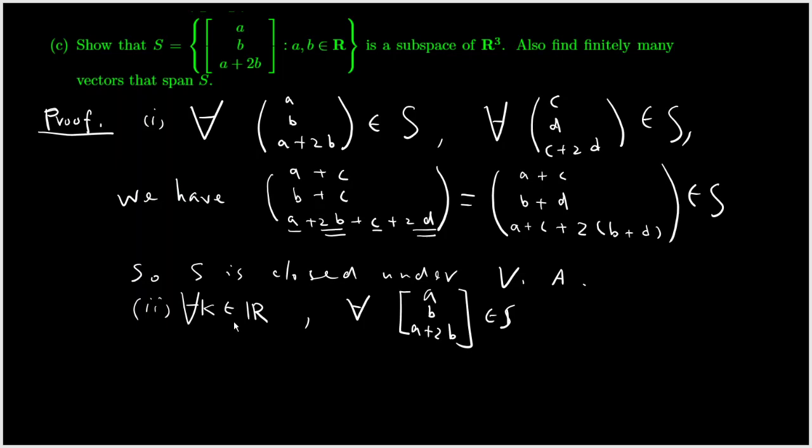Again, choose any scalar, choose any vector in S. We want to show the scalar multiple is in S. By that we mean any number times any vector in S is not out, it's still in S. I think you know the meaning. So that is what we mean by closed. The scalar multiple is closed.